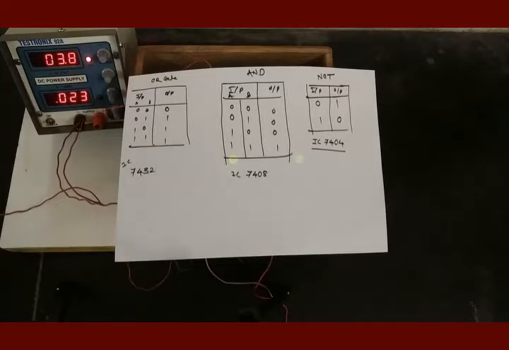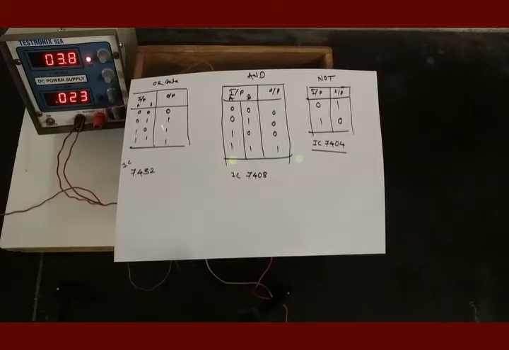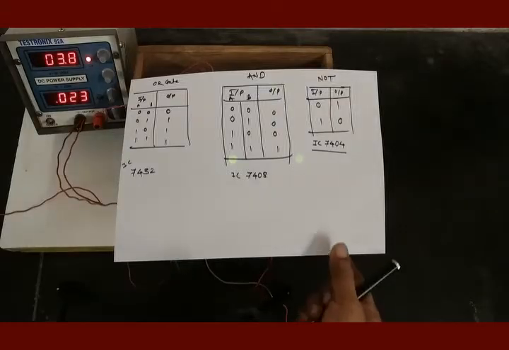What we have to do? We have to verify these conditions in the truth table for OR gate. Then we have to verify these conditions in the truth table for AND gate, and then these conditions in the truth table of NOT gate. When we verify this truth table, we shall go for OR gate IC. When we verify this truth table, we shall go for AND gate IC, and when we verify this truth table, we shall go for NOT gate IC.